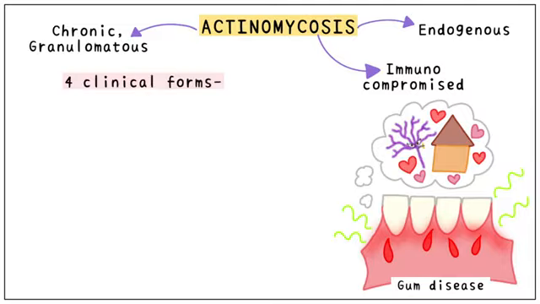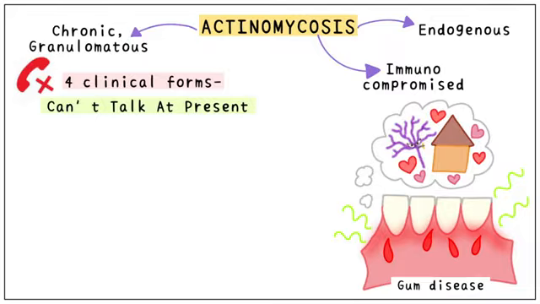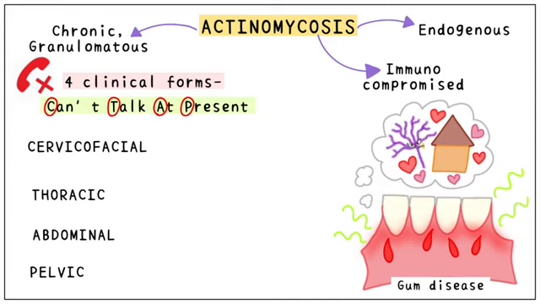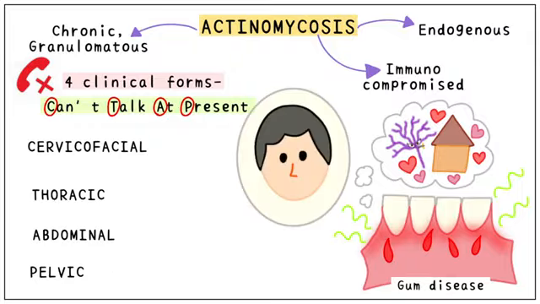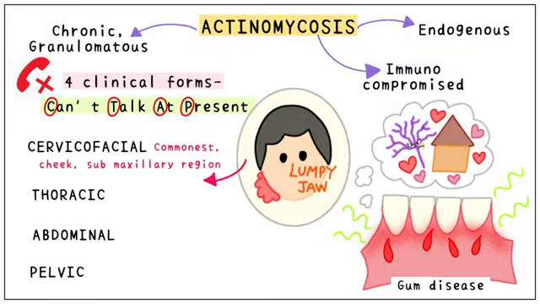Actinomycosis has four clinical forms that you can easily remember by the mnemonic "can't talk at present", where C is for cervicofacial, T for thoracic, A for abdominal, and P for pelvic. A characteristic feature of cervicofacial actinomycosis is lumpy jaw. This is the commonest form, which affects the cheek and submaxillary region.